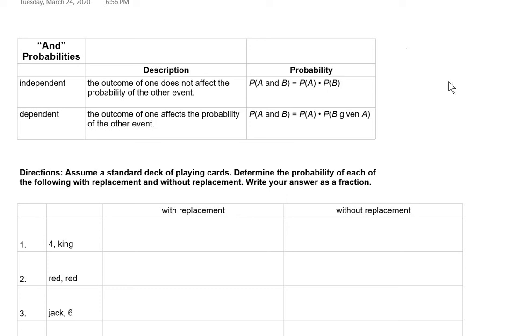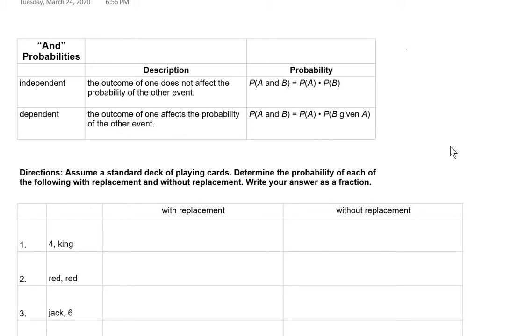We're going to be looking at "and" probabilities. There are two types of "and" probabilities that we're going to be looking at. One is independent, and that is where the outcome of one event does not affect the probability of the other event. And the second type is dependent, where the outcome of one does affect the probability of the other event. And we have our formulas over here, which seem a little bit more complicated than they actually are.